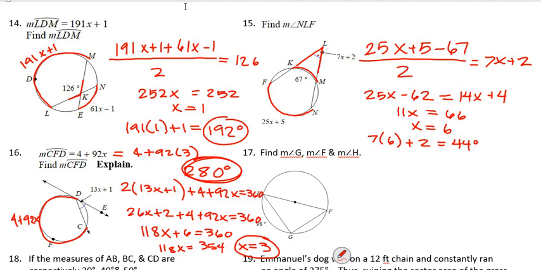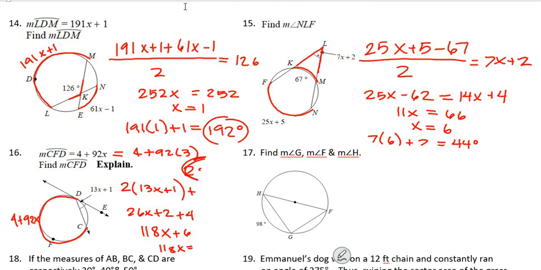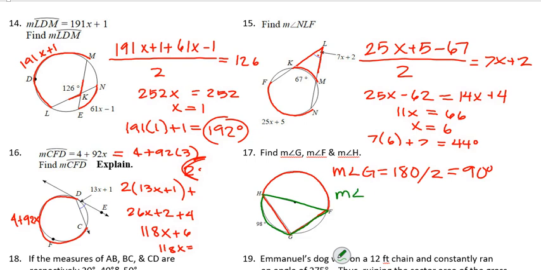Okay, now over here for this next one, it says find the measure of angle G, F, and H. Okay, so I'm going to erase this right here so you guys can see what I'm doing. So I'm going to find angle G first. There's the angle. It is subtended by an arc that's 180 degrees because HF is a diameter. So the measure of angle G is equal to 180 divided by 2, which equals 90.